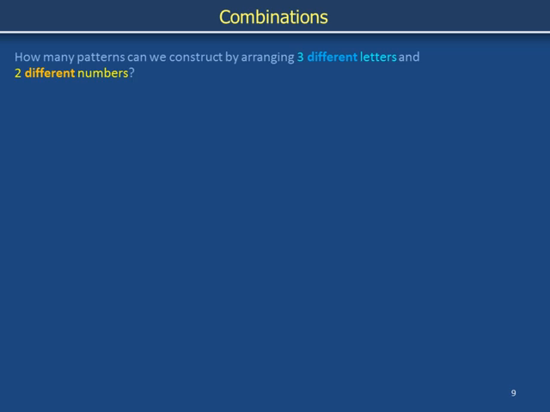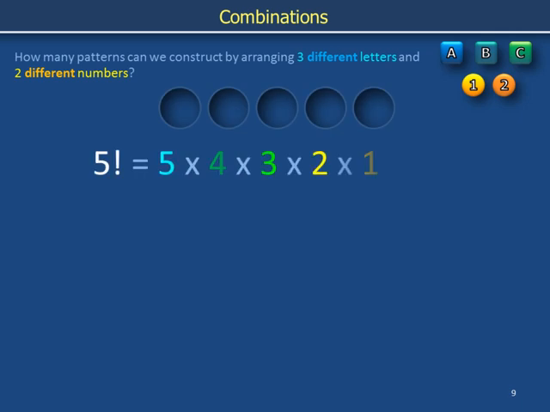How many patterns can we construct by arranging 3 different letters and 2 different numbers? Since A, B, C, 1, and 2 are all distinct, there are 5 factorial equals 5 times 4 times 3 times 2 times 1 equals 120 ways. There are 5 places to put the letter A, 4 places to put the letter B, 3 places to put the letter C, 2 places to put the number 1, and 1 place to put the number 2.